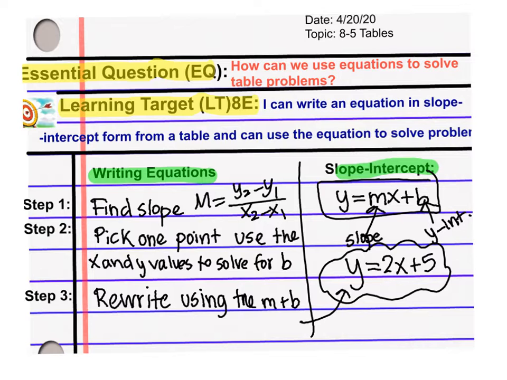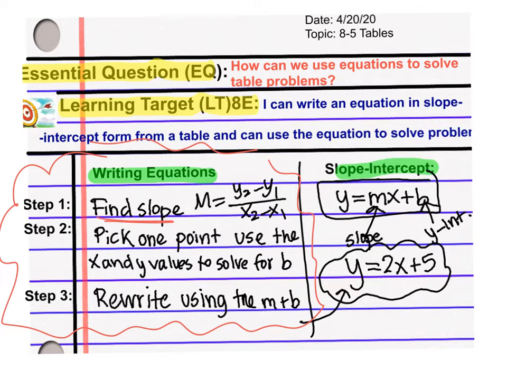So we will still be following basically the same 3 steps. Step 1, finding m, or the slope, using our slope formula, by the way. Step 2, pick one point, use the x and y values to solve for b. Step 3, rewrite using the m and the b.